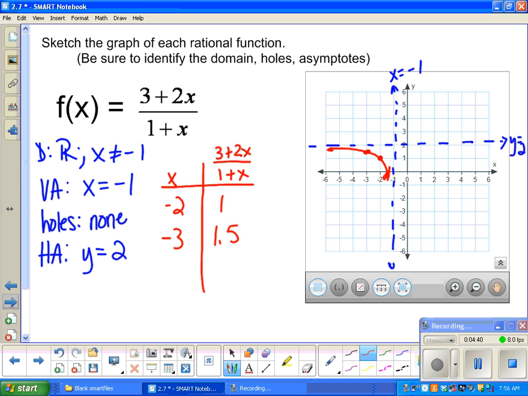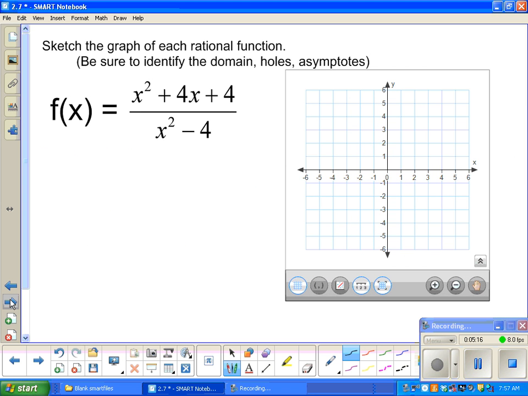And that's that branch. Now I'm going to go to the right of the vertical asymptote, and pick 2 points to the right. I'm going to pick 0 and 1. If I pick 0, I get 3, and with 1, I substitute it in, I get 5/2, which is 2.5. So I'm at 0, 3, and 1, 2.5. And we are done. Now let's look at one that needs to be factored.